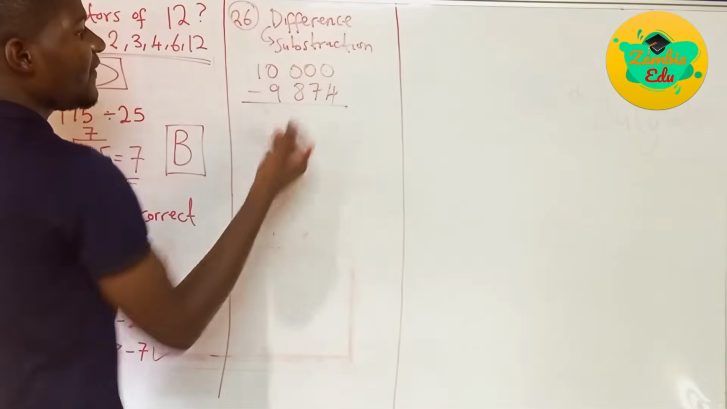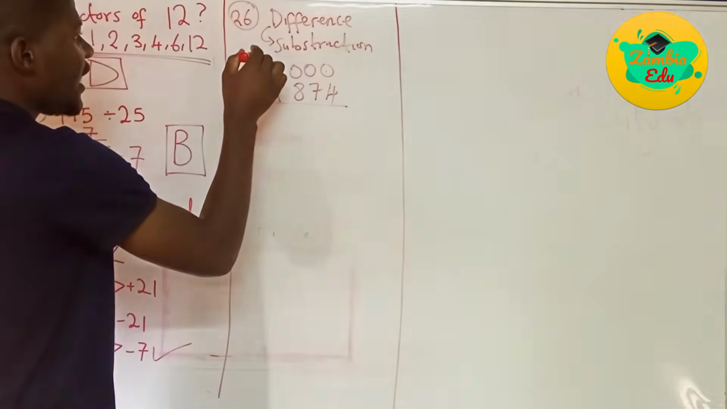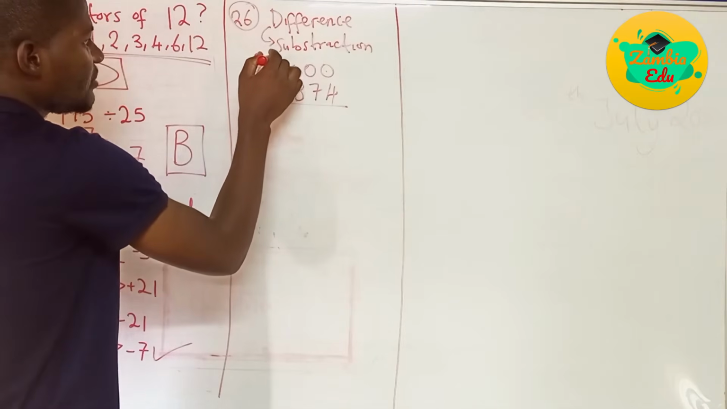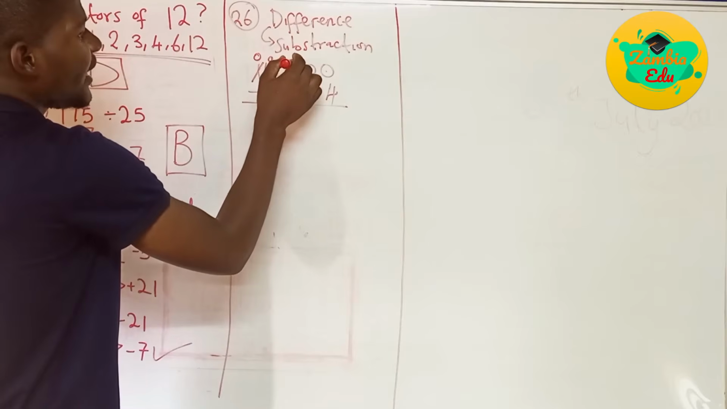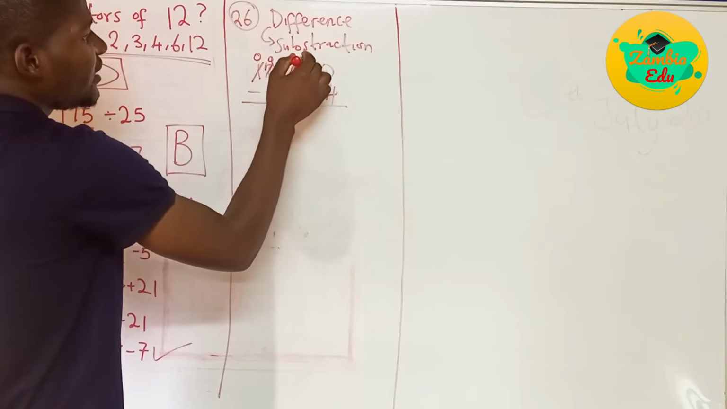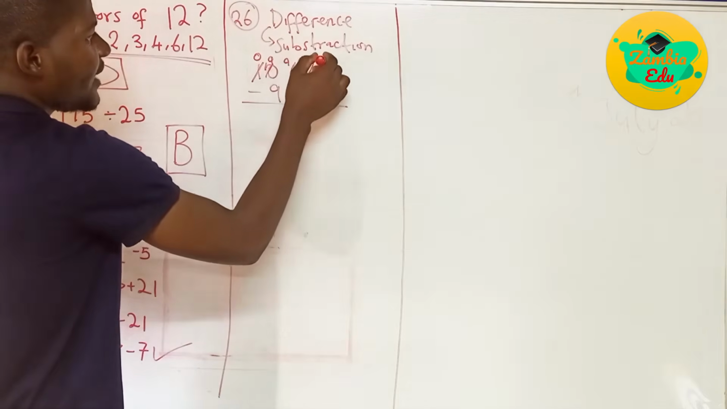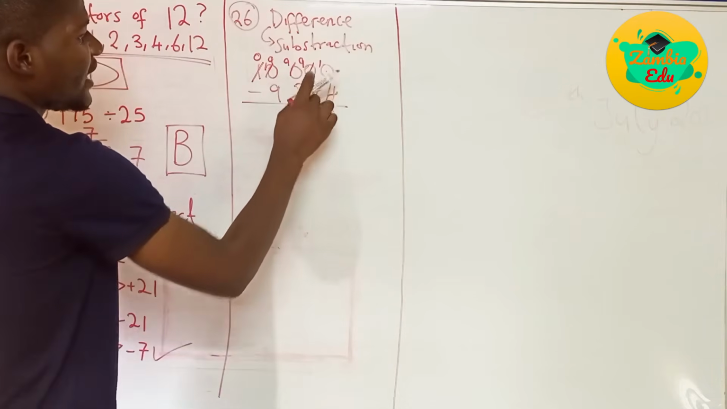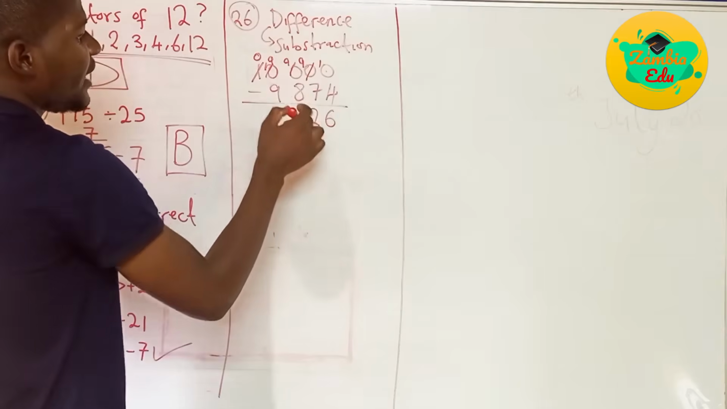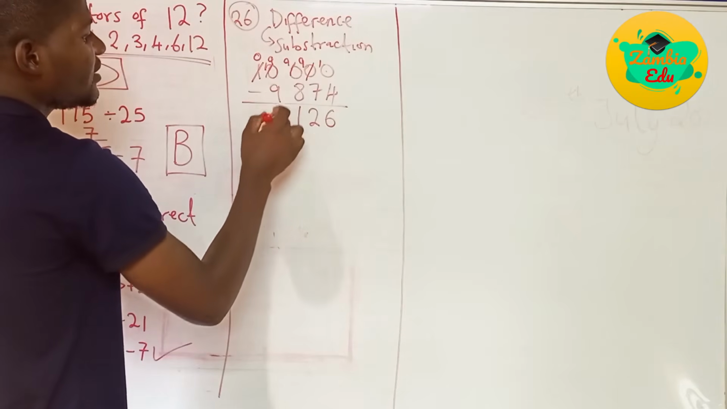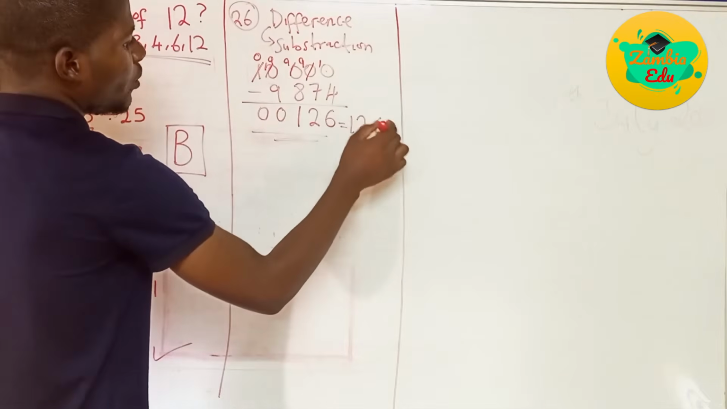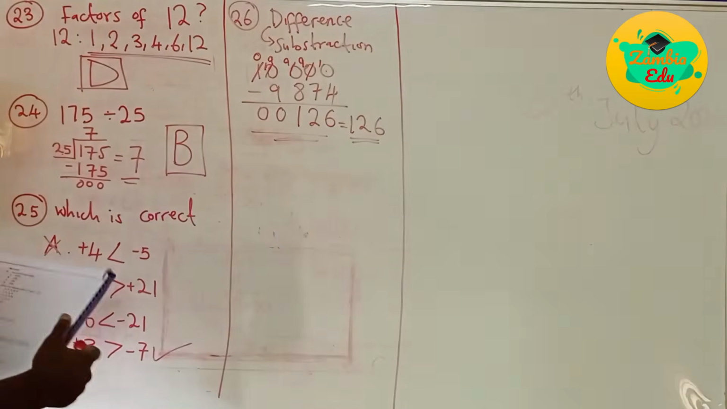So 0 take away 4, it cancels. Borrow a 1 from the far end, this 0 becomes a 10. But again, you borrow 1, it becomes 9. This becomes a 10. Again, you borrow 1, so it becomes a 9. That becomes a 10. Borrow 1, it becomes a 9. And that becomes a 10. So 10 take away 4, 6. 9 take away 7, 2. 9 take away 8, 1. 9 take away 9, 0. And that's 0. So we have our answer being equal to 126 as the difference.